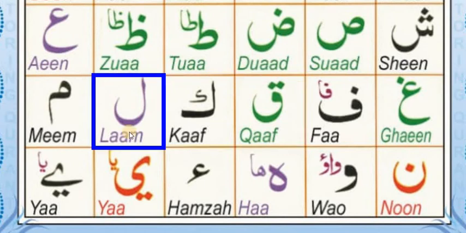Next letter is Lam. When we have a straight line like Alif joined with U shape, it is called Lam. It makes L sound and it has no dot. Now please repeat after me. Lam, Lam, Lam.